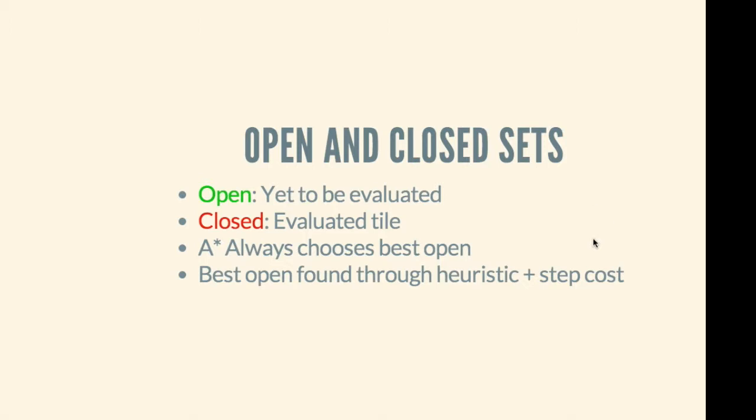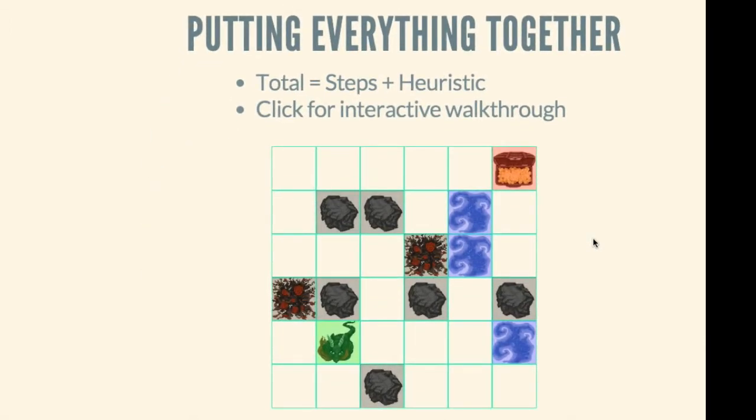And we'll look at a live walkthrough now of putting everything together, of what it looks like when you take all of the open set, the closed set, the step cost, and the heuristic. Putting all those together, we get A star. So it starts out adding the first tile, adds it to the closed set since we're evaluating the steps around it.